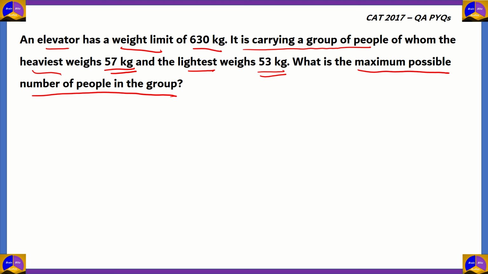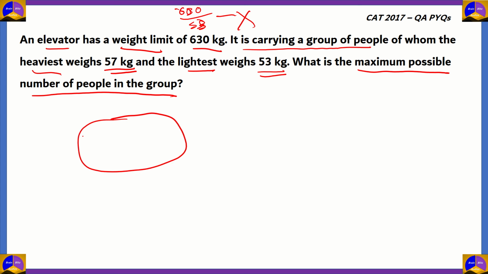Now, in a question like this, we know that the lightest person possible is 53 kilograms, so we would automatically assume 630 over 53. However, 630 over 53 would give us the wrong answer. The reason why is if you read the question, the second statement says it's carrying a group of people of whom the heaviest weighs 57 kilogram and the lightest weighs 53 kilogram.